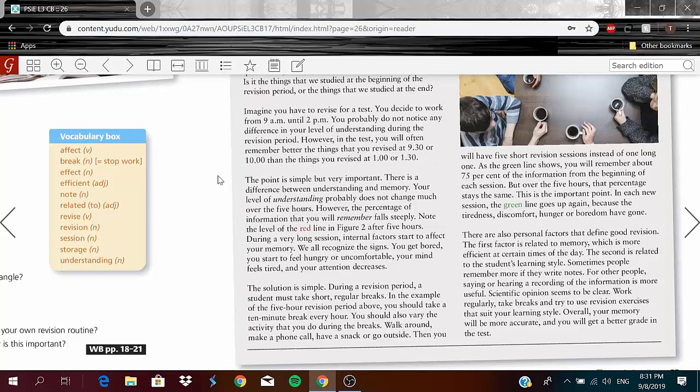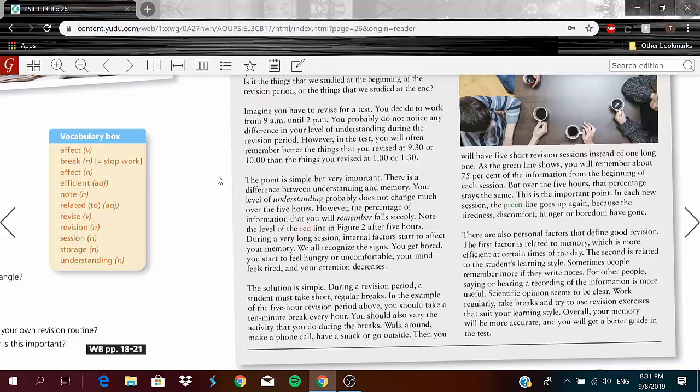In the example of the 5-hour revision period above, you should take a 10-minute break every hour. You should also vary the activity that you do during the breaks. Walk around, make a phone call, have a snack, or go outside. Then you will have 5 short revision sessions instead of 1 long one.